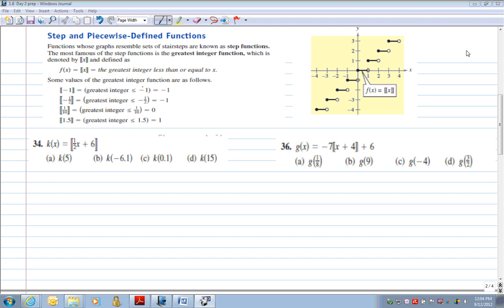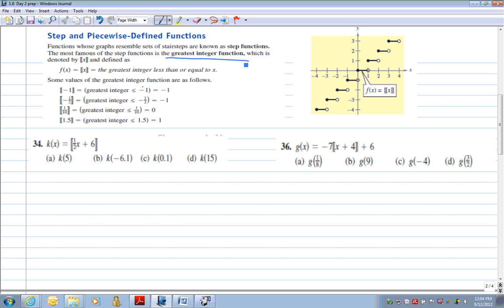We are going to deal with piecewise functions. We've talked about it a little bit this year. We've seen some graphs of piecewise functions. Piecewise functions, you'll notice up here it says, are functions whose graph resembles a set of stair steps known as step functions. And that's a particular kind of piecewise function. A piecewise function is a graph where there are several parts on the graph. The most famous step function is the greatest integer function. We're going to use this one a lot.